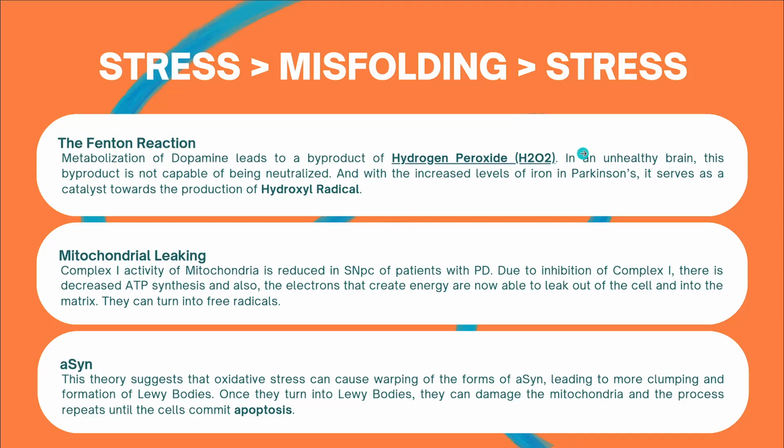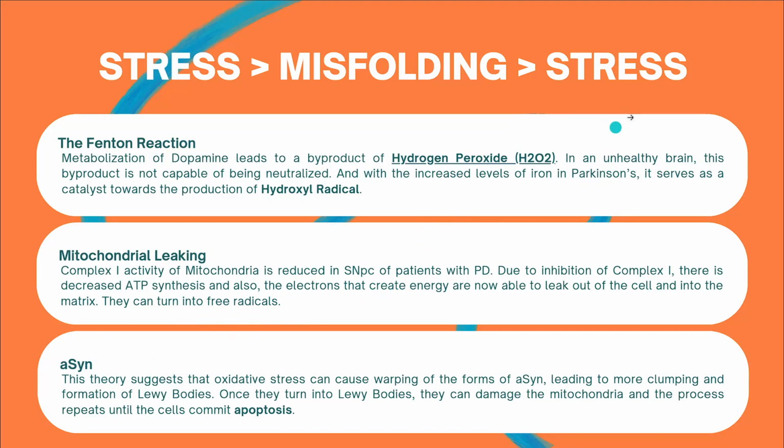Mitochondrial leaking just refers to when activity in the mitochondria is decreased. When that's decreased, energy production is decreased. I mean, there's also leaking of the electrons that create energy, because complex 1 activity is shutting down and is not working as efficiently as it could. And once those electrons seep into the matrix, they can also turn into villains, free radicals.